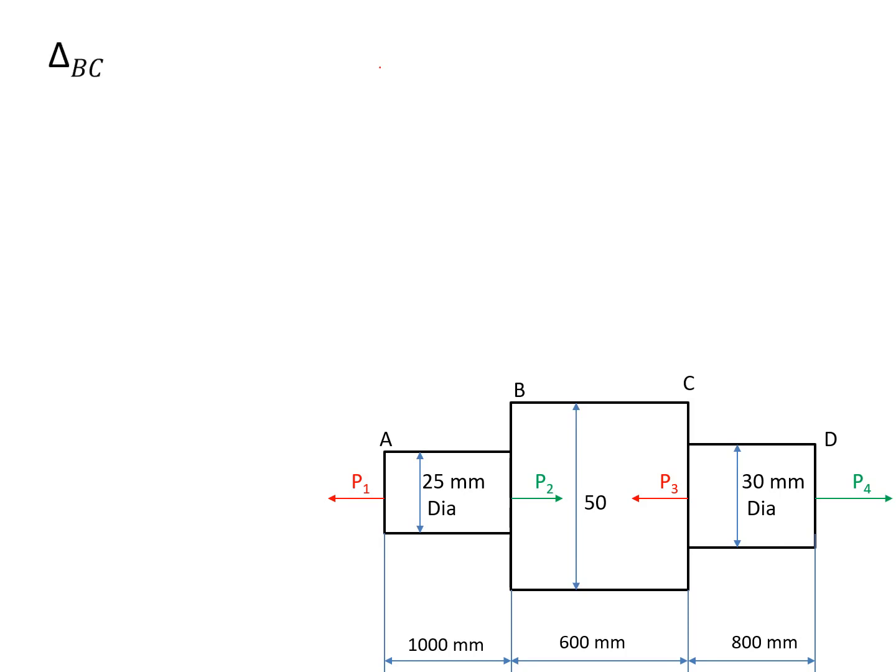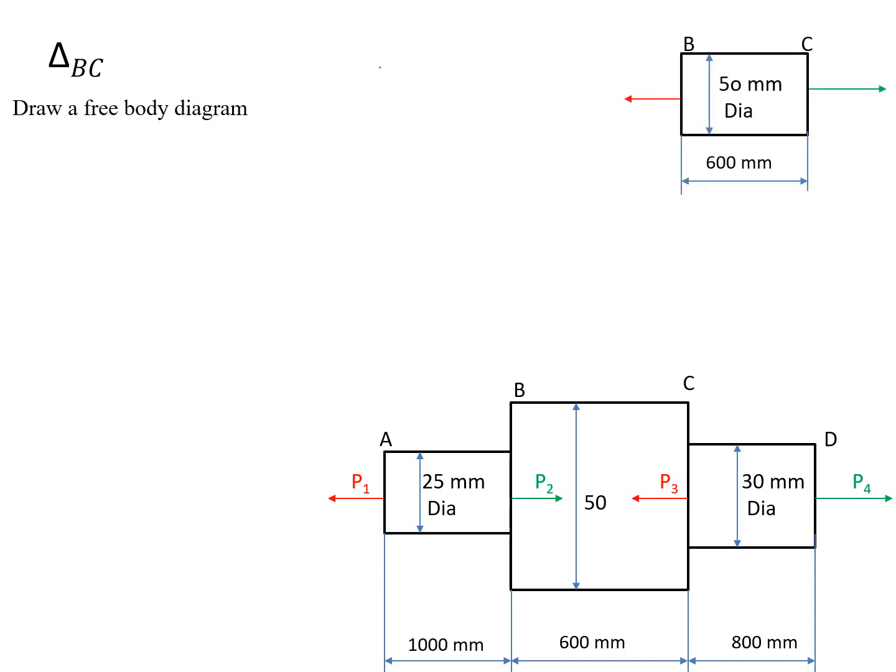Next we have to find the deformation for the BC section, that is delta BC. For this, draw a free body diagram of the BC section. So this is the free body diagram of the BC section, and we know that delta BC equals P of BC into L of BC divided by the cross section area of the BC section into Young's modulus, that is E. Here P of BC is the net force acting on the BC section. For this, observe the left hand side or right hand side of the BC section and find the net force.